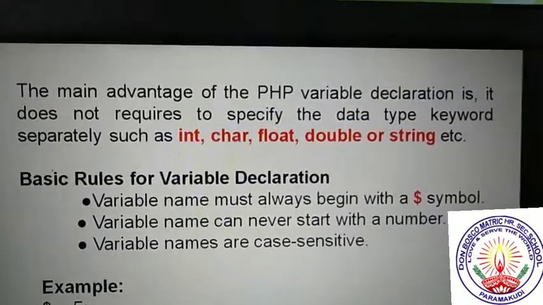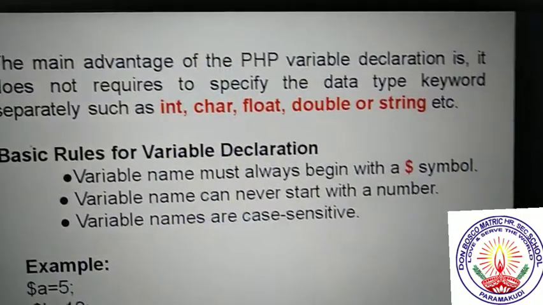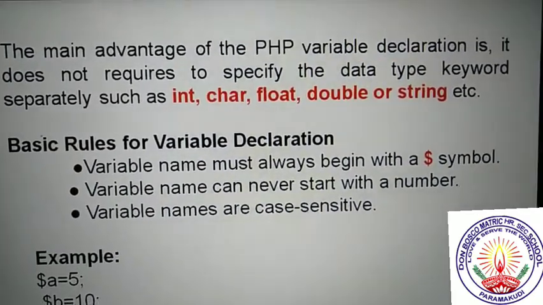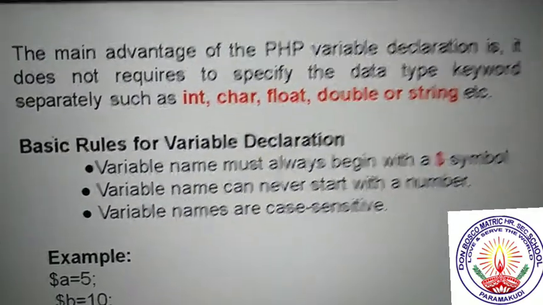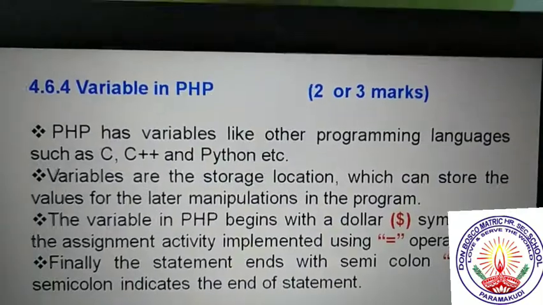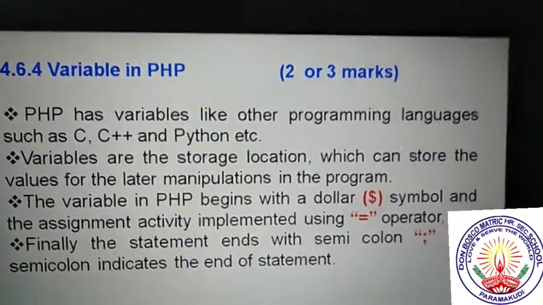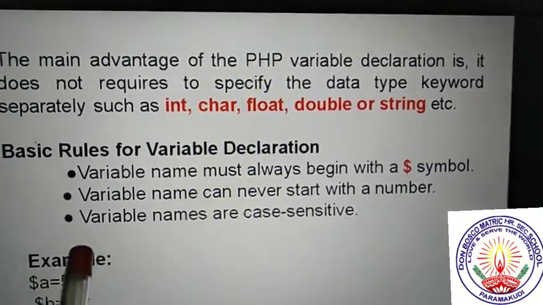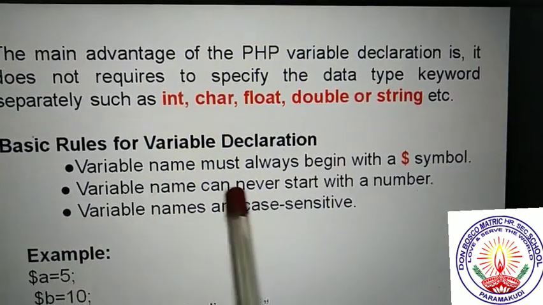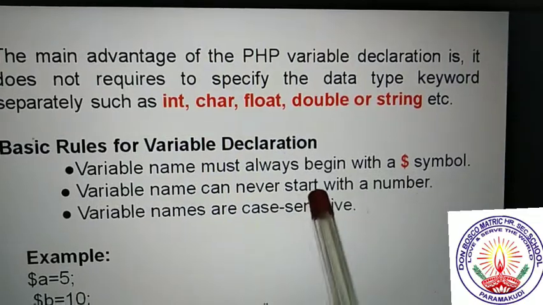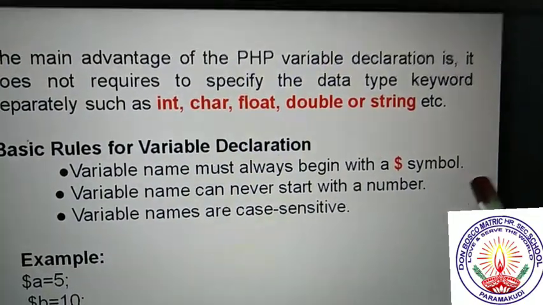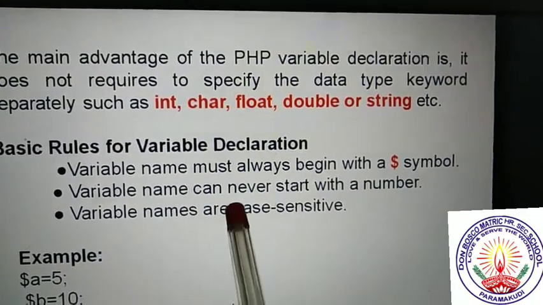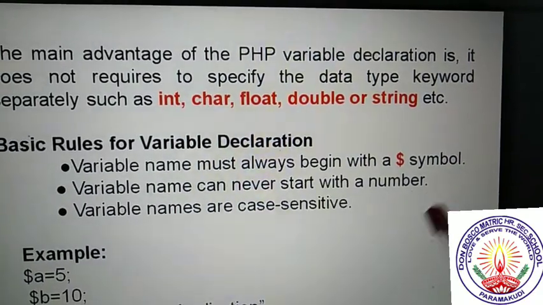So the rules for the variable declaration in PHP. It's a 2-mark question. Dear student, please note down. Variable is very important. So 2 mark or 3 mark, it's a compulsory question. Please listen. If you declare the variable, already you know the variable name must always begin with a dollar symbol. Variable name can never start with a number.